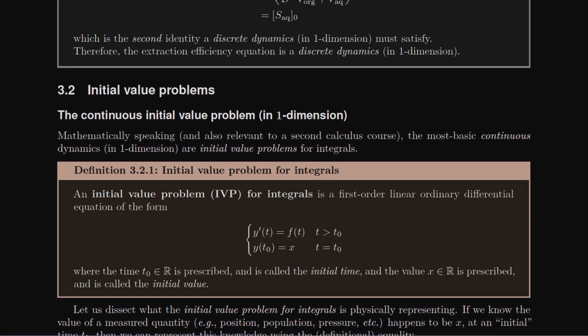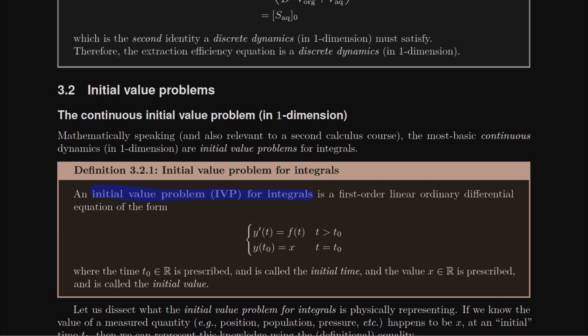So we're going to start with something called the continuous initial value problem, and I'm restricting this to one dimension as always. And what I'm going to really call this is the initial value problem for integrals, and I'm going to use the term IVP. A lot of mathematicians will as well, IVP for initial value problem. And here I'm saying it's for integrals. You could also call this like a continuous initial value problem, like I say.